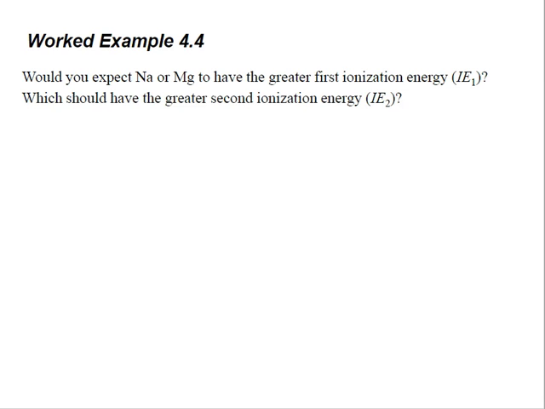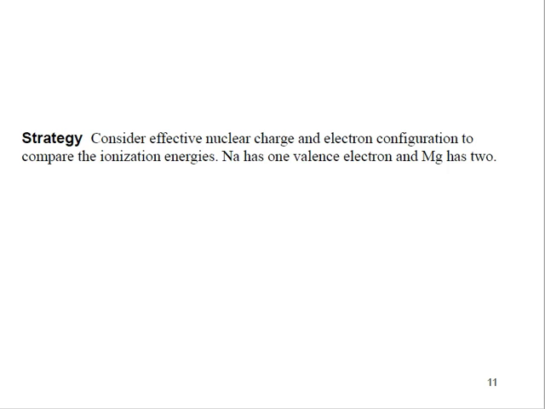Our fourth example, would you expect sodium or magnesium to have the greater first ionization energy? Second question, which should have the greater second ionization energy? Ionization energy is the energy required to actually remove one electron from the outermost energy level. The second ionization energy would be to remove the second outermost electron that's present. Our strategy here is to consider the effective nuclear charge and electron configuration to compare ionization energies.